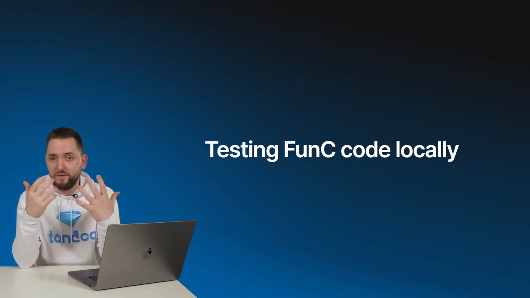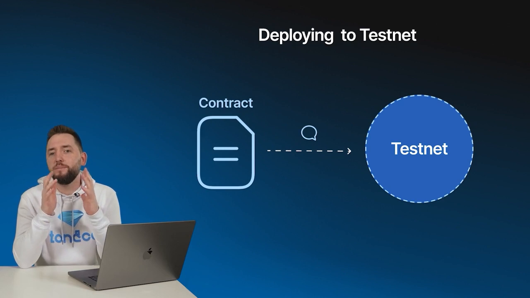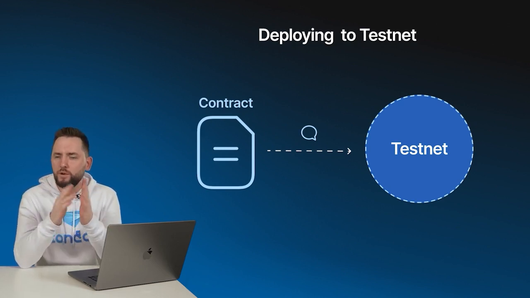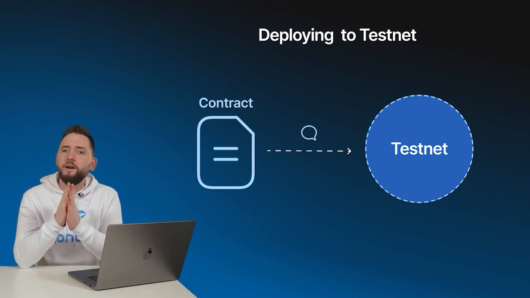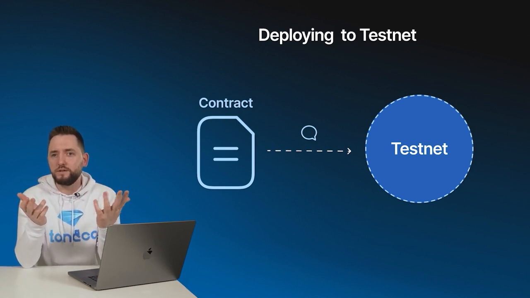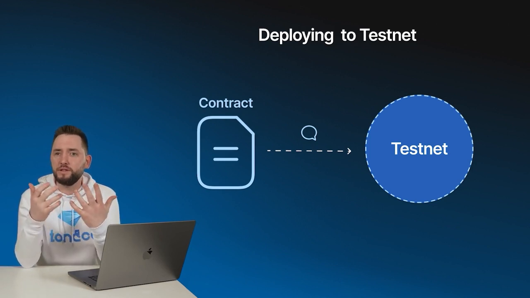This is the stage number 5. So we deploy our code to Testnet. So the process of deployment of smart contract is very interesting in TON. What makes it so interesting? As you could see from the previous lessons, we are able to calculate the address that smart contracts will have before we even deploy it to the network. So it is called deterministic.